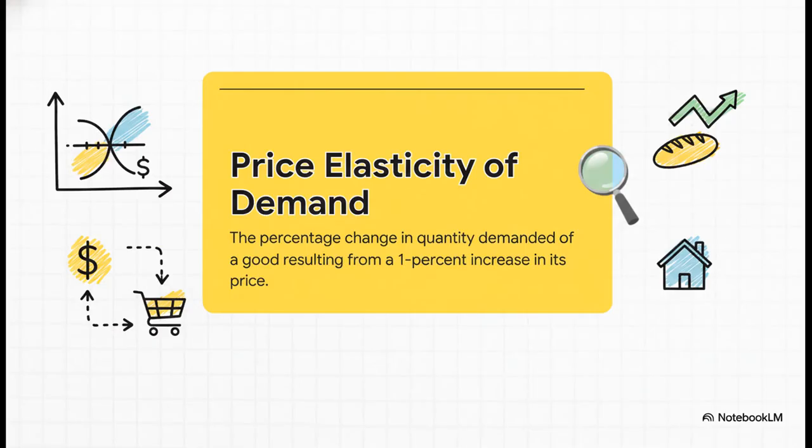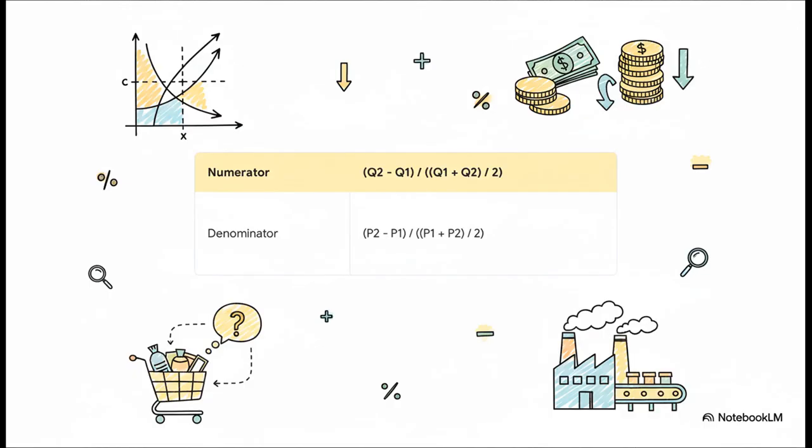As our lecture notes define it, the price elasticity of demand is just a single number that tells us exactly how responsive or sensitive consumers are to a price change. Basically, it answers the question, if the price goes up by 1%, by what percentage does the quantity people want to buy change?